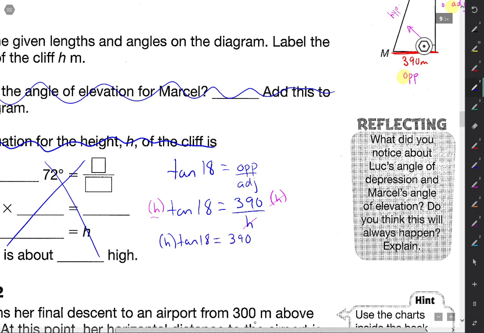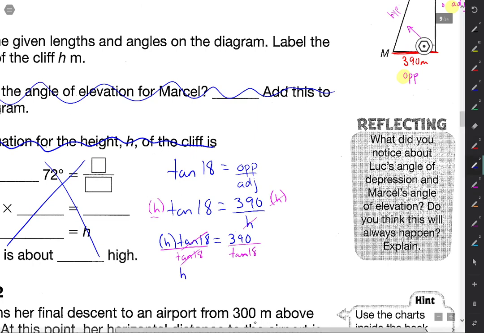And our last step is to get that H all by itself. We need to cancel out that tan of 18 next to it. So I'm going to divide by tan of 18 because multiplying and division cancel each other out. So these two things canceled out. But whatever we do to one side, we have to do to the other. So we have 390 divided by the tan of 18. So I'll just rewrite this down.